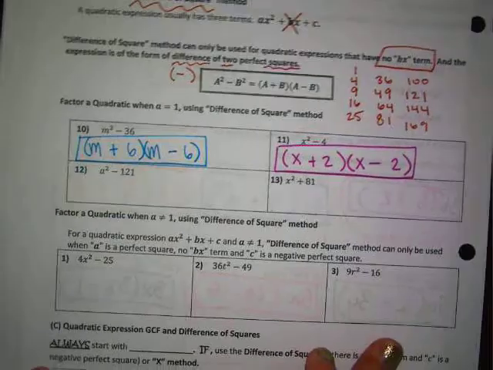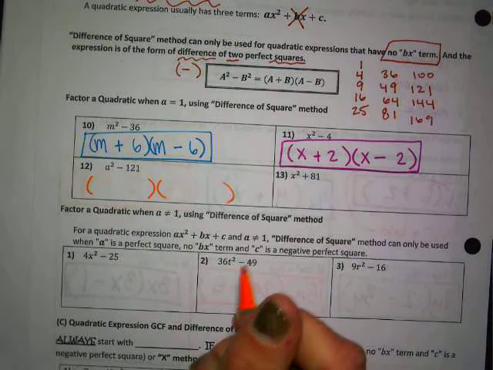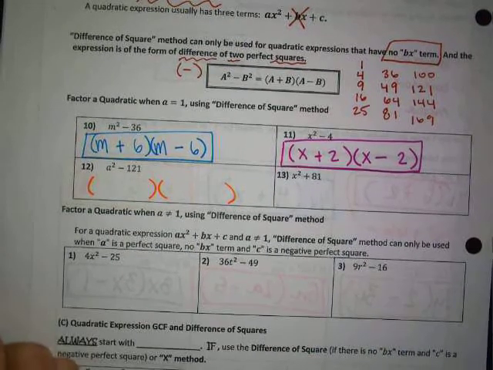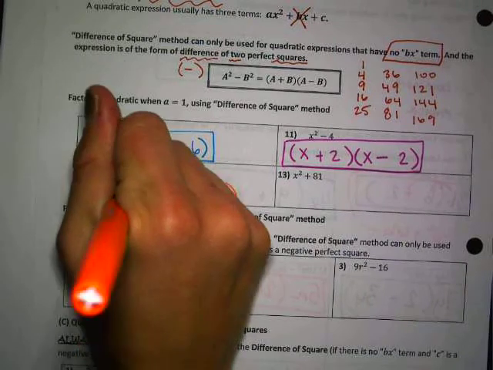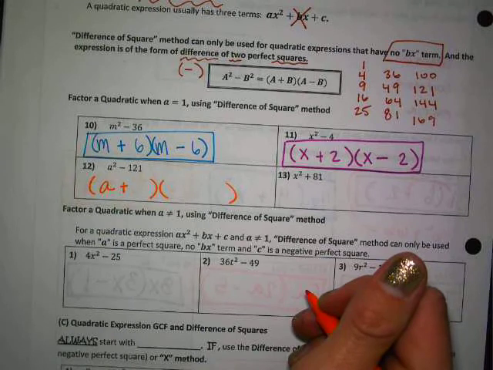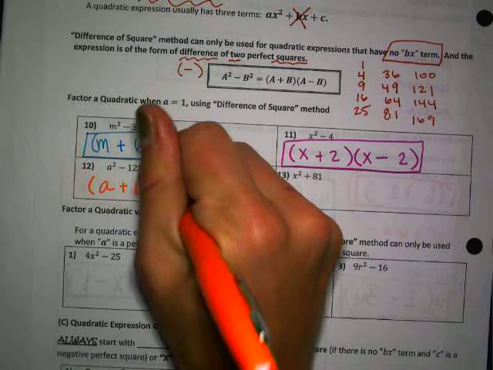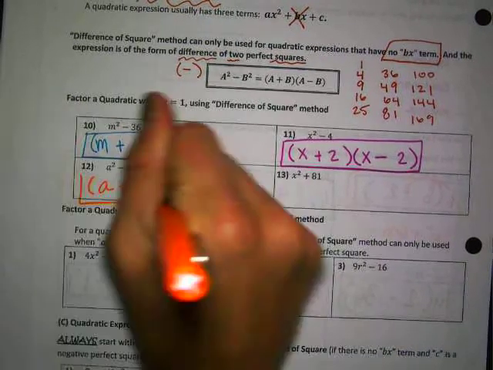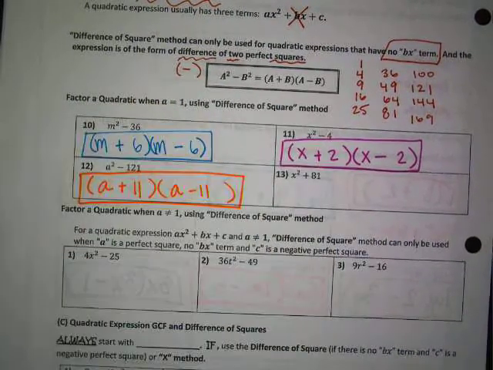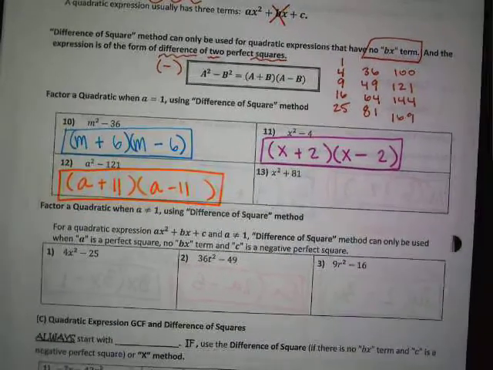Lily, what is number 12 going to be? You can just tell me the whole answer. A plus 11. Very good. And then A minus 11. All right. Faith. Number 13. X plus 9 in parentheses and x plus 9.